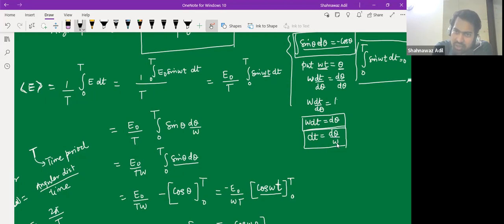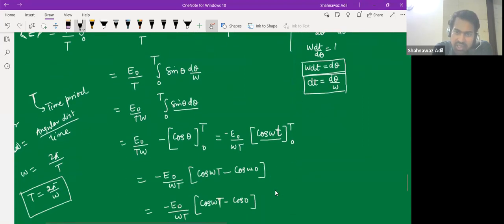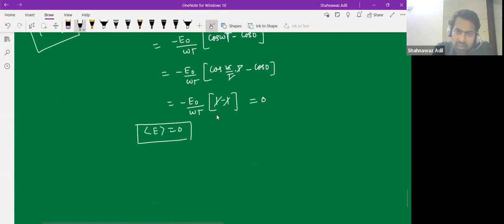And this omega is constant. So we replaced dt, we replaced sine omega t. So sine omega t becomes sine theta, dt becomes d theta by omega. And this is constant, so it goes outside. And now we have to take the integral of sine theta d theta. So that we already know that is minus cos theta. And then we put the limits. And finally, in place of theta, we again put back omega t. And then we solve this, and then we got 0.